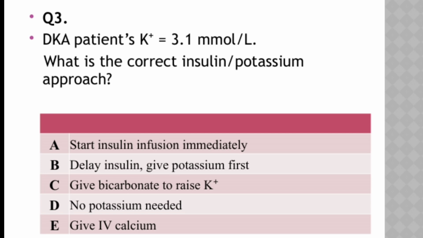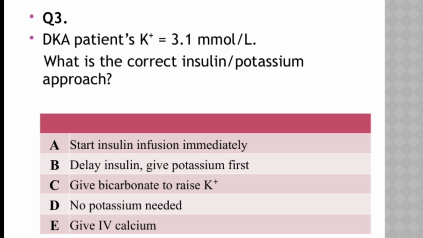Administering insulin too quickly without correcting the potassium first can cause a dangerous drop in serum potassium, leading to cardiac arrhythmias. So, what's the best approach? We need to give potassium first to raise the level to a safer range before starting insulin.